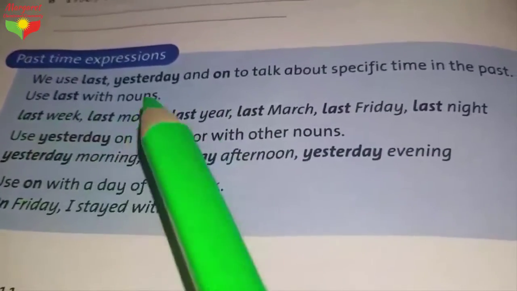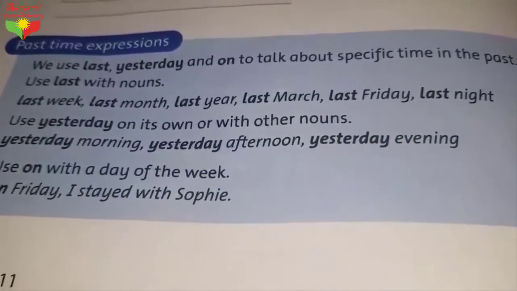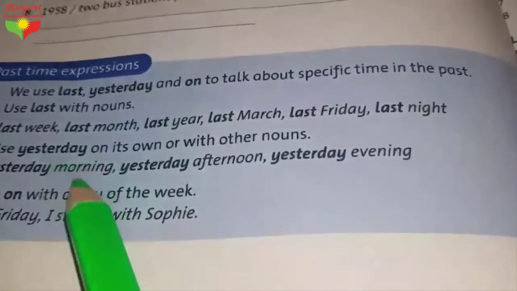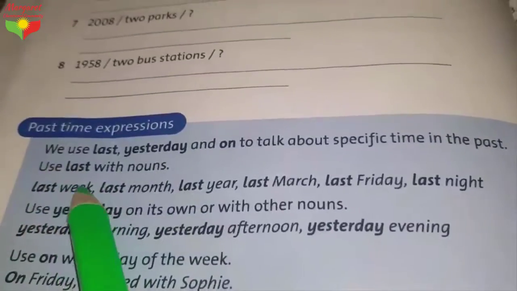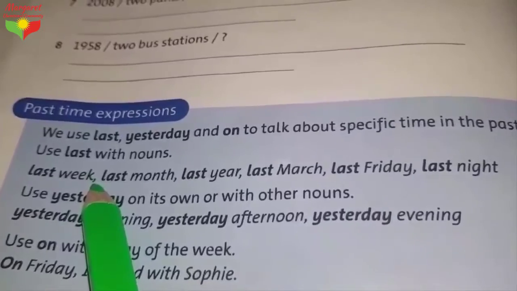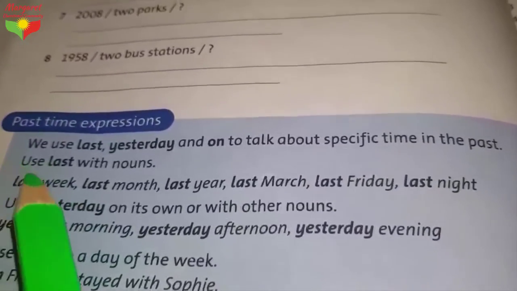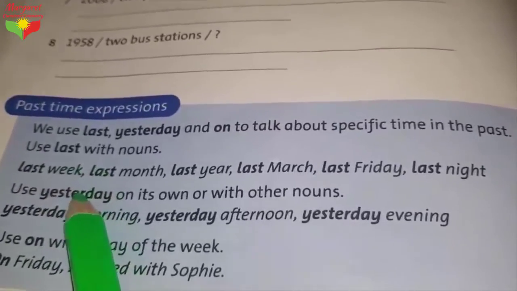How can we use these past time expressions during writing? Okay, during writing. How? If you decided to put the time expression at the beginning of a sentence, you have to put a comma after it. I'll repeat it. If you want to put the time expression at the beginning, you must put a comma after it.